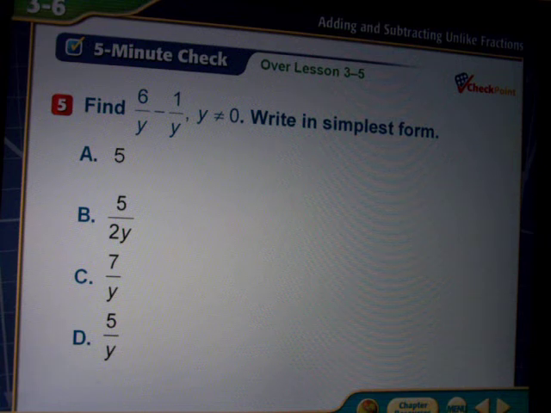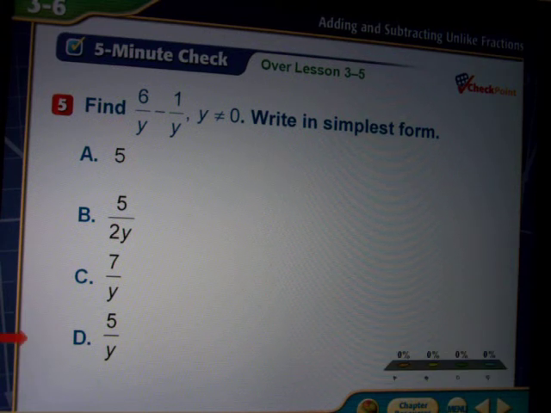Now we're going to do 6 over y minus 1 over y, and here they're just letting you know that y is not equal to 0, because that would make it undefined. And we're going to write that in simplest form. Is it A, 5, B, 5 over 2y, C, 7 over y, or D, 5 over y? And your answer is D, 5 over y.